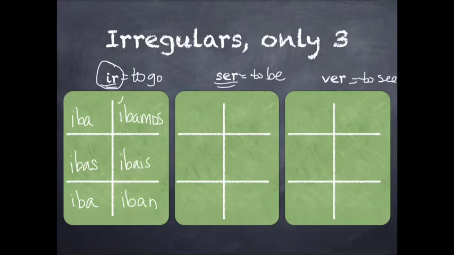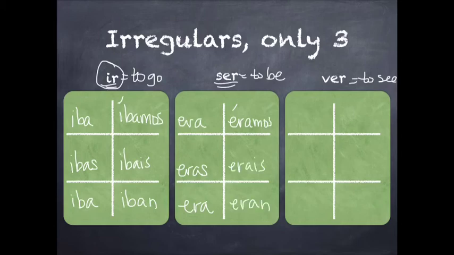Ser, on the other hand, becomes era, eras, era. Now here we have an accent mark over the E. Éramos, erais, and then eran. Okay?